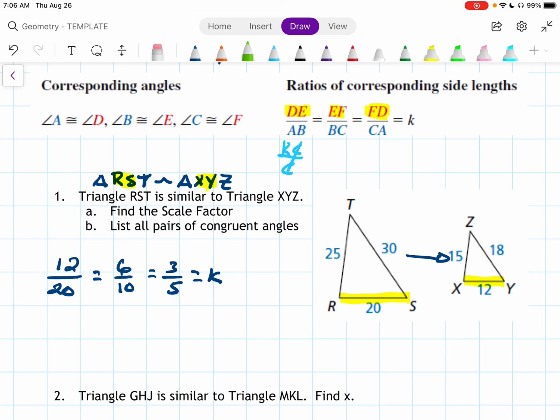Now, if instead I said that we went from right to left, and we did this piece here, then it would end up being 5/3 equals K. Okay? You have to make that decision for yourself. Which direction are we going in?